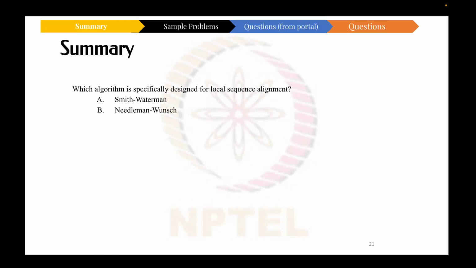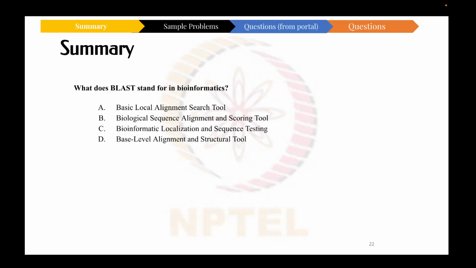Which algorithm is specifically designed for local sequence alignment? These algorithms are named after the people who developed them. It's Smith-Waterman. So what does BLAST stand for in bioinformatics?